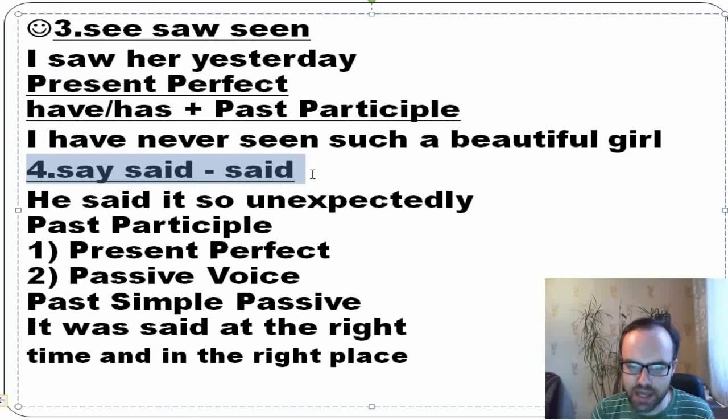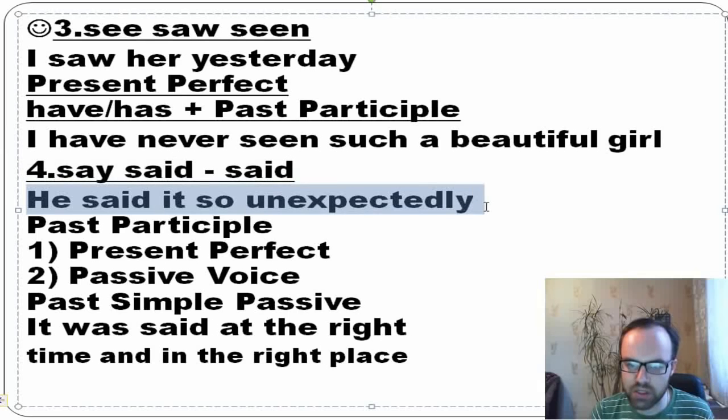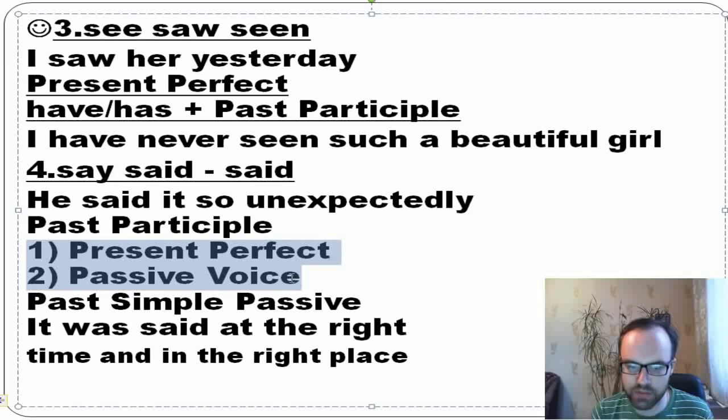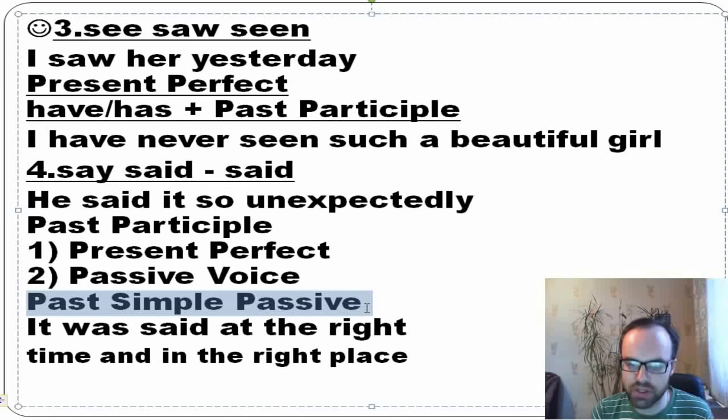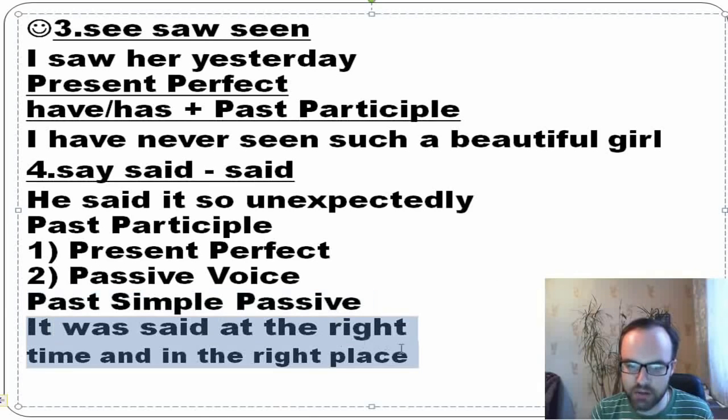Say, said, said. He said it so unexpectedly. Yeah, and I have a question for you. When do we use past participle? So with present perfect and passive voice. Okay, so let's look at this example in past simple passive voice. It was said at the right time and in the right place.